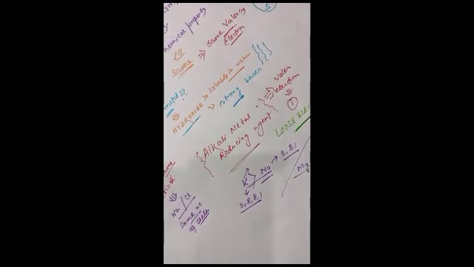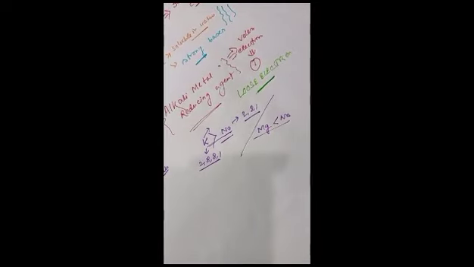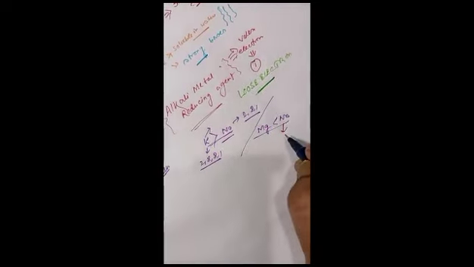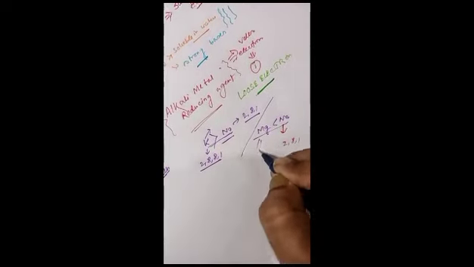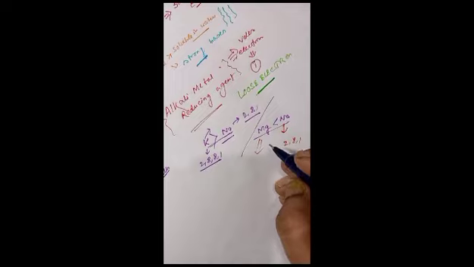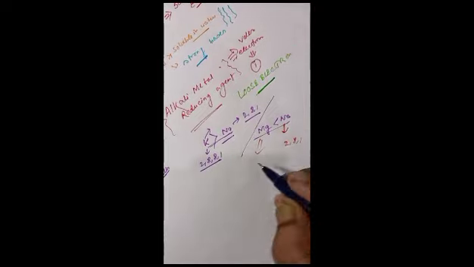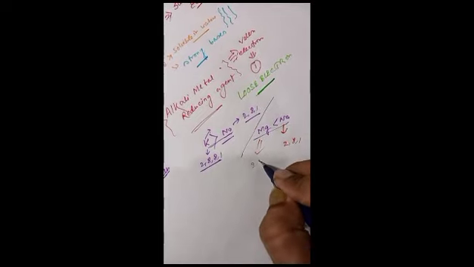In the same way, why is magnesium smaller than sodium? The valence electronic configuration of sodium is 2, 8, 1, whereas magnesium is 2, 8, 2.